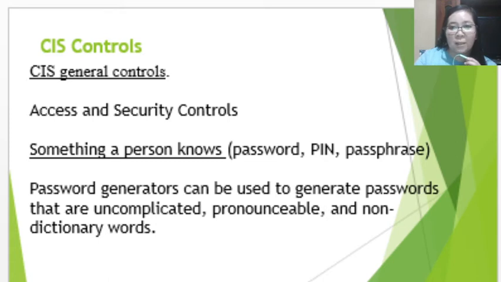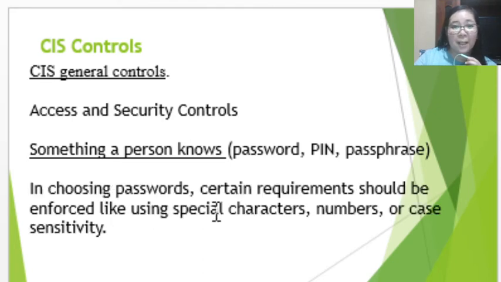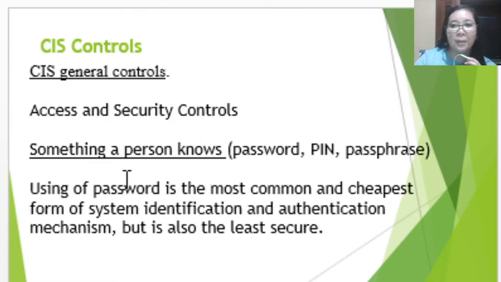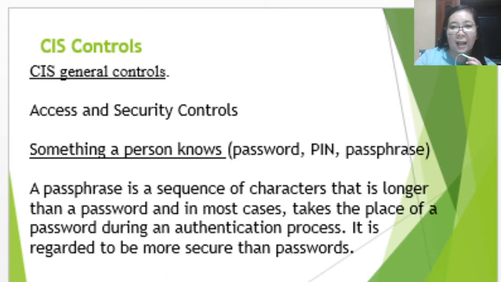Password generators can also be used by the entity to generate passwords that are uncomplicated, pronounceable, and non-dictionary words. In choosing the password, certain requirements should be enforced, like using special characters, numbers, or case sensitivity so that the password will be considered strong. Using a password is the most common and cheapest form of system identification and authentication mechanism, but it is also considered to be least secure because it can be hacked, especially if the password is weak.